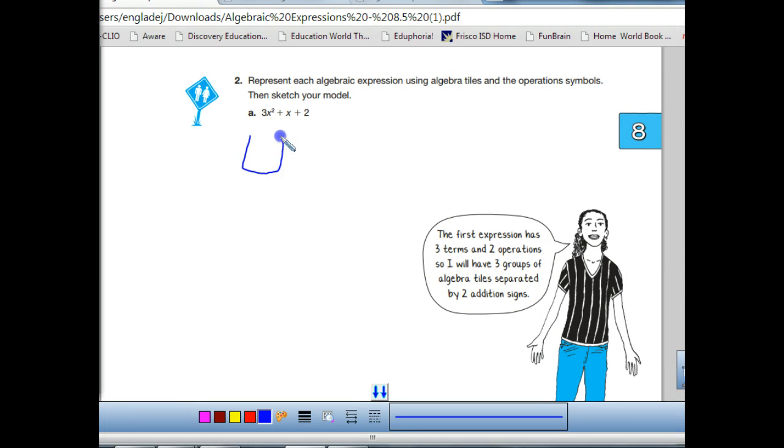So what we're going to do is represent our x squared with our little squares. So 3x squared plus x plus 2. Okay, and they do want us to use our operations in between there. So what does the next question say?